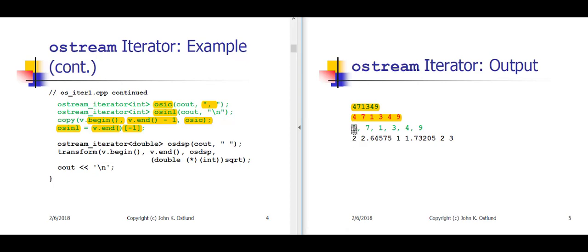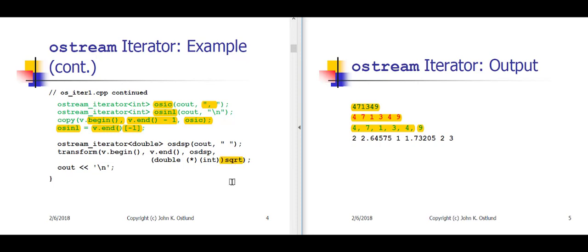Alright, so I have the first 5 values displayed, delimited by comma and space. 4, comma space, 7, comma space, and so on. And then I'm separately displaying the final value, the 9, with a new line character after it. Finally, here's an example that we've seen before involving the square root function.